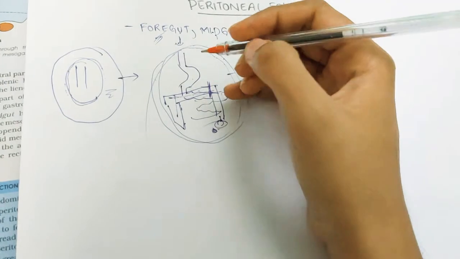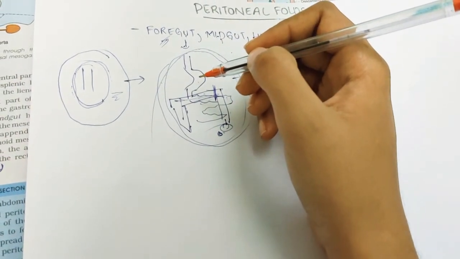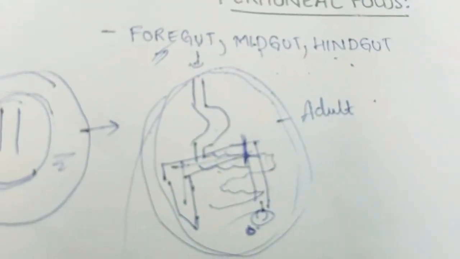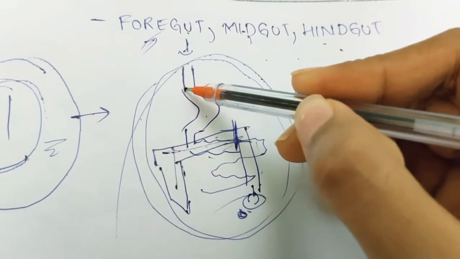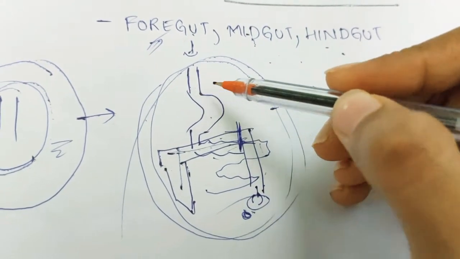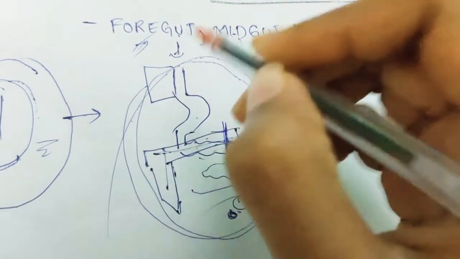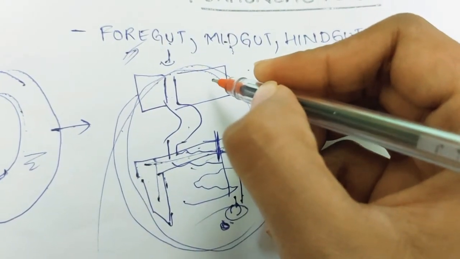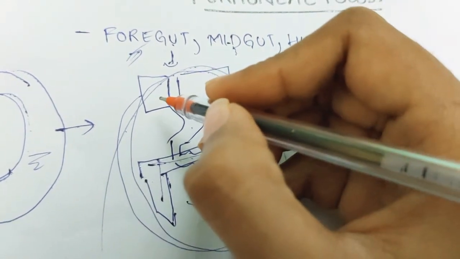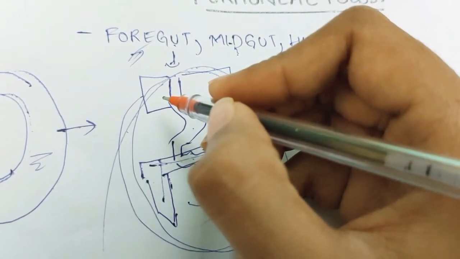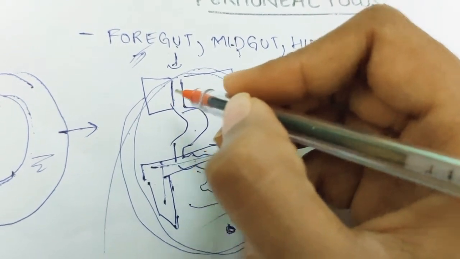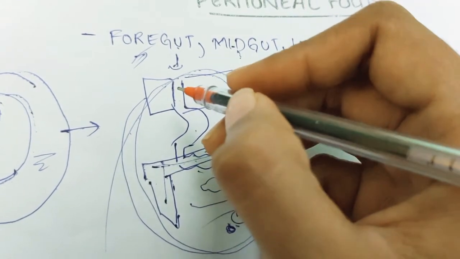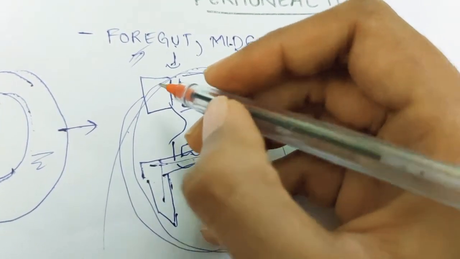Let us start with the peritoneum around each part. Let us zoom in on the foregut. The peritoneum around the foregut is suspended by both mesenteries. This part is the ventral mesentery, and this part is the dorsal mesentery. The ventral mesentery of the foregut is also called the ventral mesogastrium, and the dorsal mesentery is called the dorsal mesogastrium.